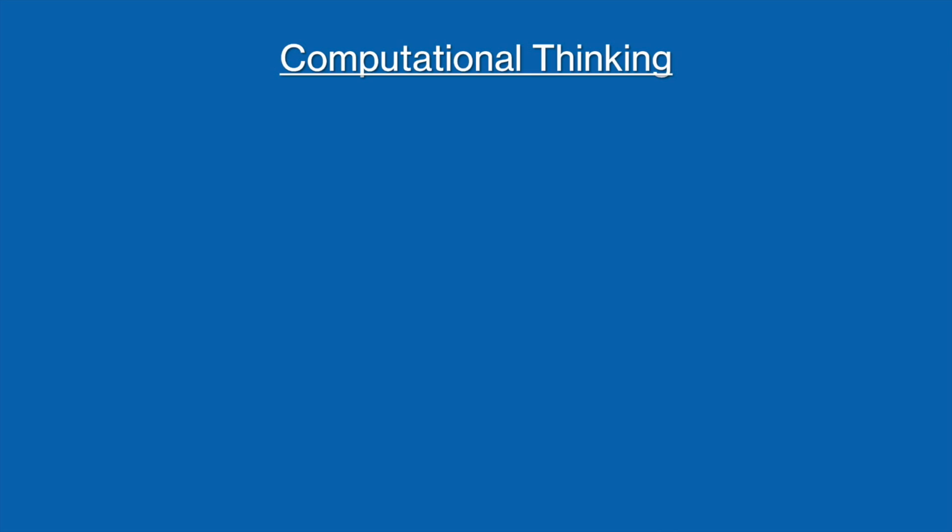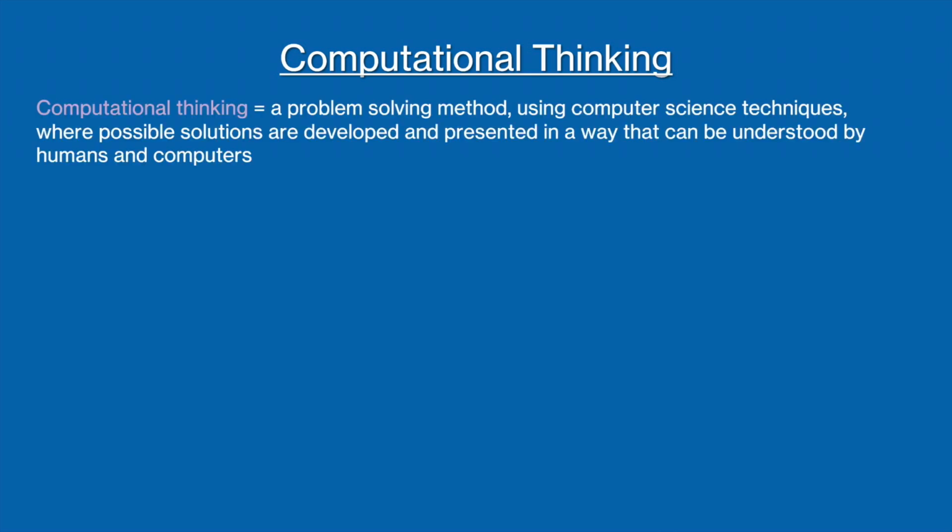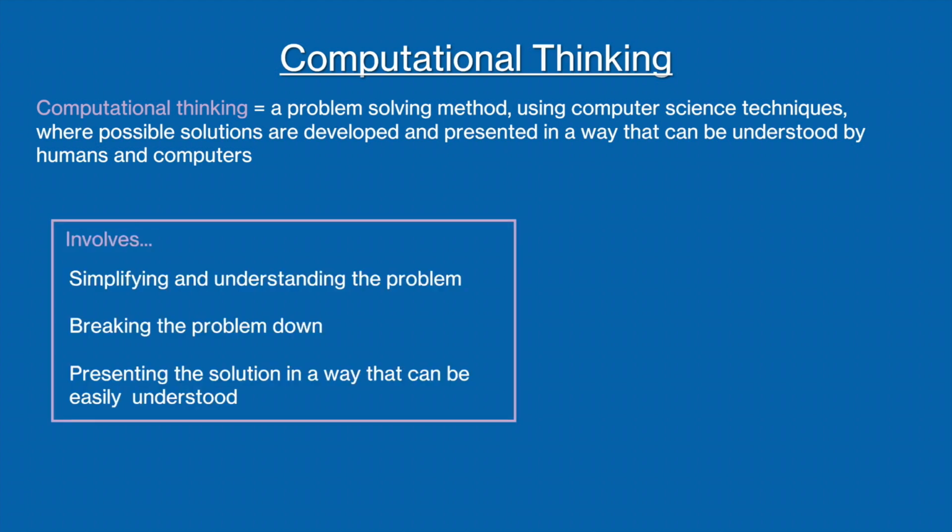Computational thinking is a problem-solving method where possible solutions are developed and presented in a way that can be understood by humans and computers. This is done by taking a complex problem, simplifying and understanding the problem, breaking the problem down, and presenting the solution in a way that can be understood by a human, computer, or both.